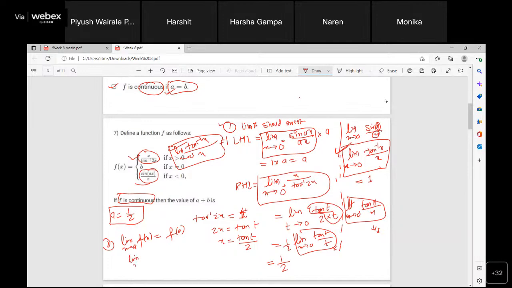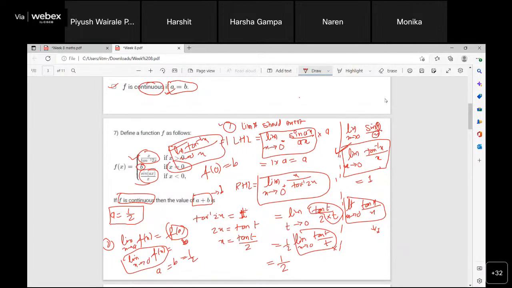Now limit x tends to 0, f of x. Here you can see it is given B. When x equals 0, f of 0 is given to us, that is B. So this value is B. Now I already have this limit, that is A, or 1 by 2 you can say. So here also A equals B, and already A is equal to 1 by 2. So I can say A equals B equals 1 by 2, so my A plus B equals 1.